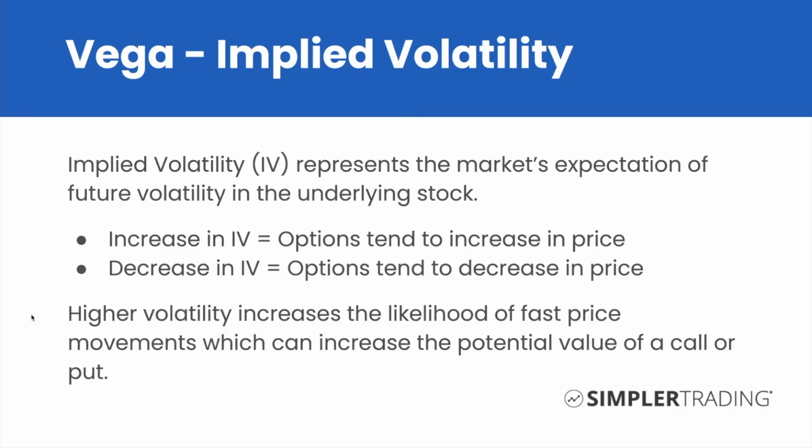The same thing is true for a decrease in IV. If implied volatility were to decrease, option prices tend to also decrease. Higher volatility increases the likelihood of fast price movements, which can increase the potential value of a call or put. So think of the difference between something that has traditionally high volatility, maybe something like Tesla, versus something that has traditionally low volatility, something like maybe utilities.